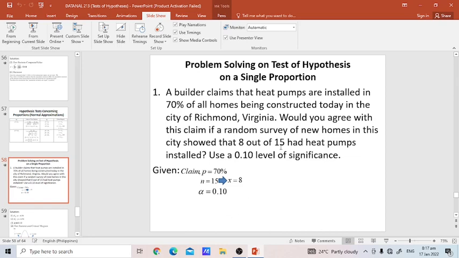So with that, we have here alpha equals 0.10 level of significance. At that level of significance, is that enough? Is 53% significant for us at a level of significance of 0.10 for us to reject the claim that the proportion is equal to 70%? So let's see.